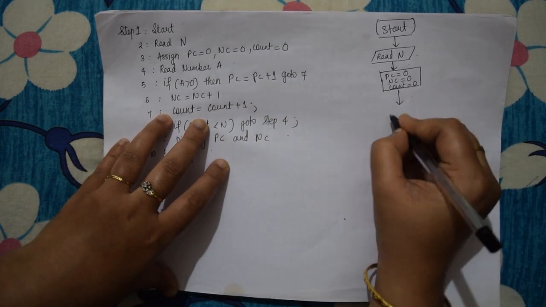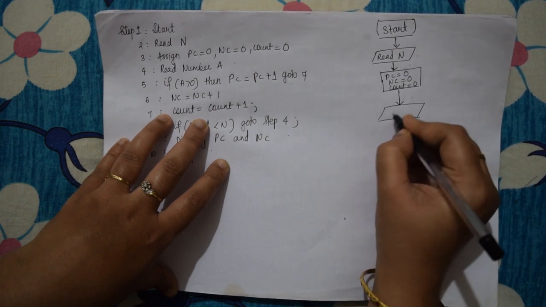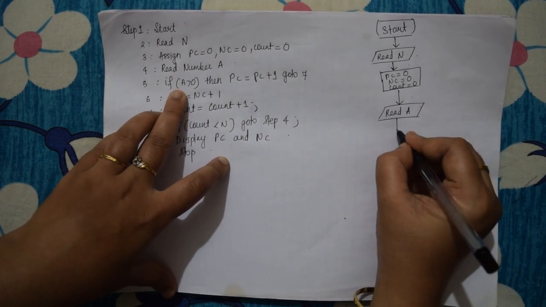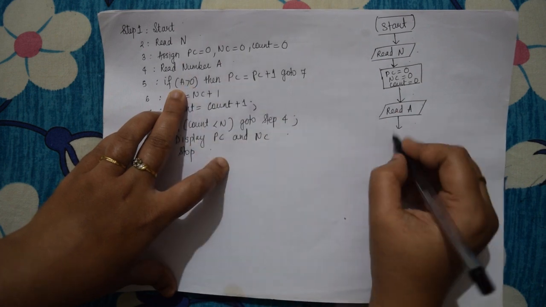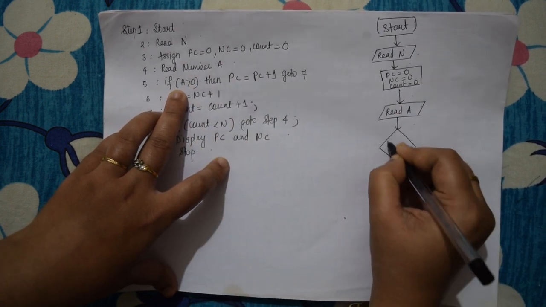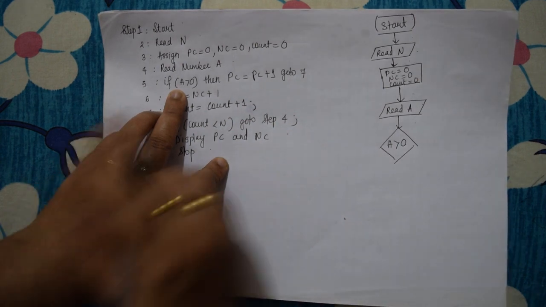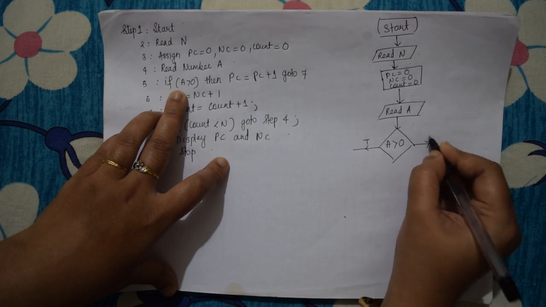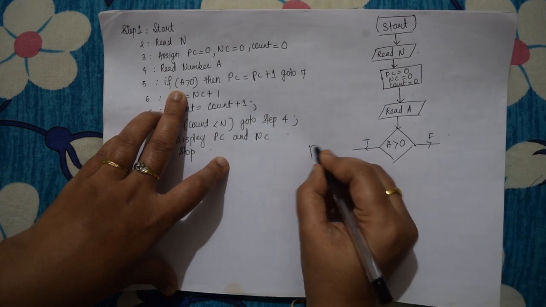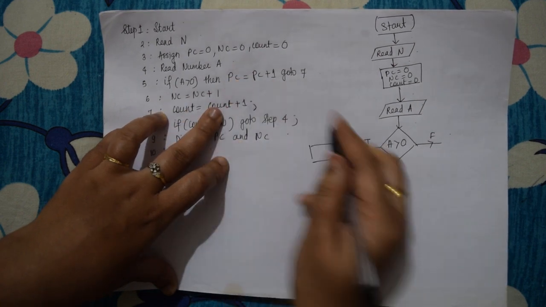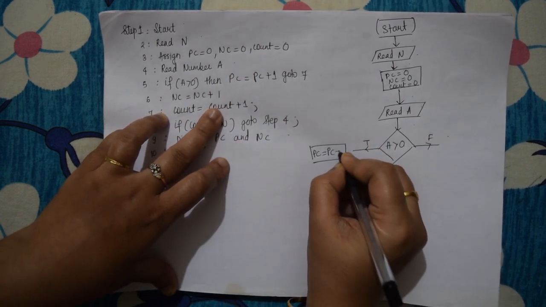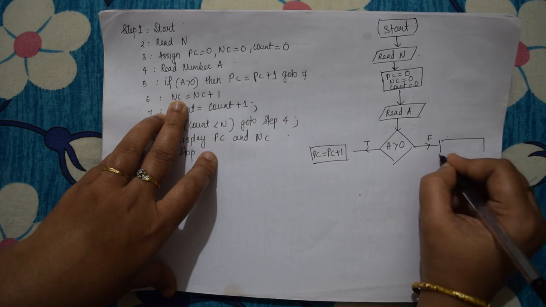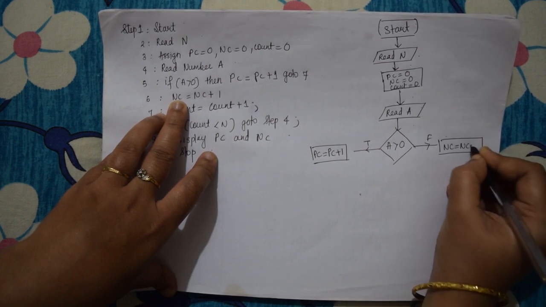After that again there is read A, so it is input. Here I am taking read A. Next we have to check if A is greater than 0. So this is a decision. Here I have to check whether A is greater than 0. Either it is true, or it is false. If it is true we have to increment the positive count, so I am writing here PC is equal to PC plus 1. If it is false we have to increment the negative count, that is NC is equal to NC plus 1.